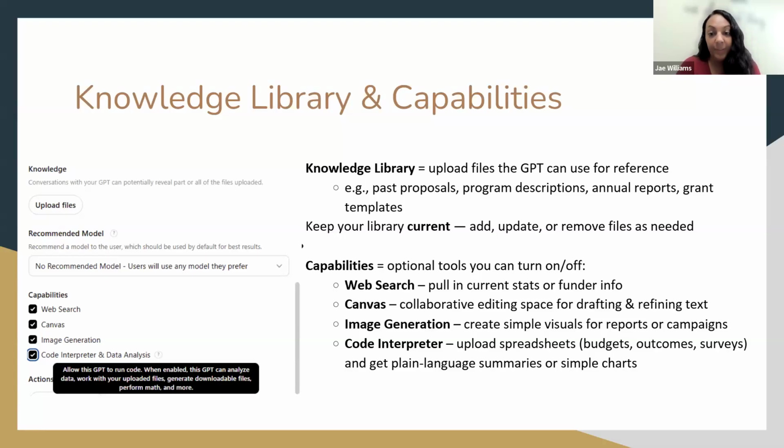Below that, you're going to see the capabilities. The capabilities are optional tools that you can turn on and off. Web search is especially helpful if you need recent statistics, so it'll actually crawl and look on the web. If you have this button unchecked, it won't be connecting to the web, so it won't be as useful. You want to make sure that button is checked.